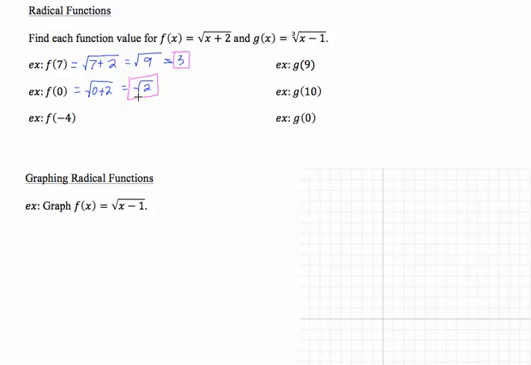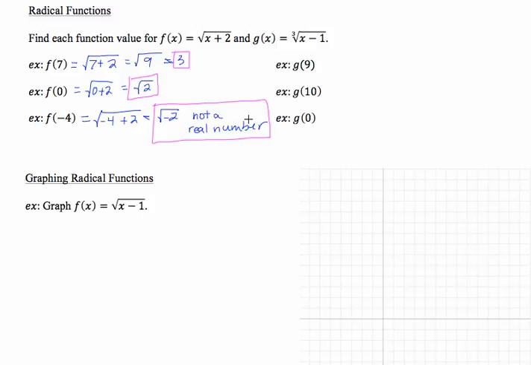F of negative 4 would be the square root of negative 4 plus 2. Well, that would be the square root of negative 2, and that is, as we know, not a real number. But I would go ahead and circle the negative square root of negative 2 part as well, because you'll see why that's important later on. Okay, let's look at g.